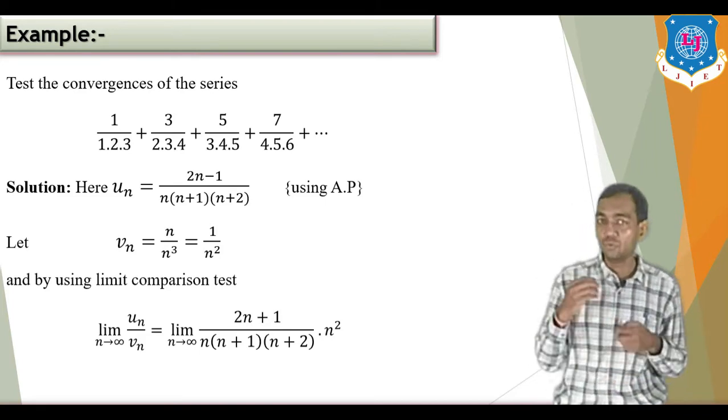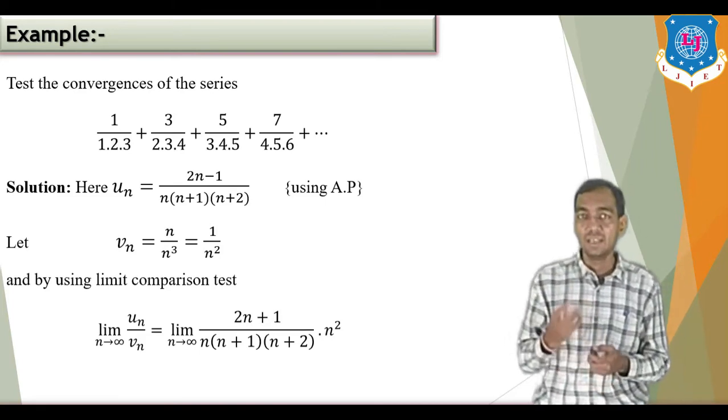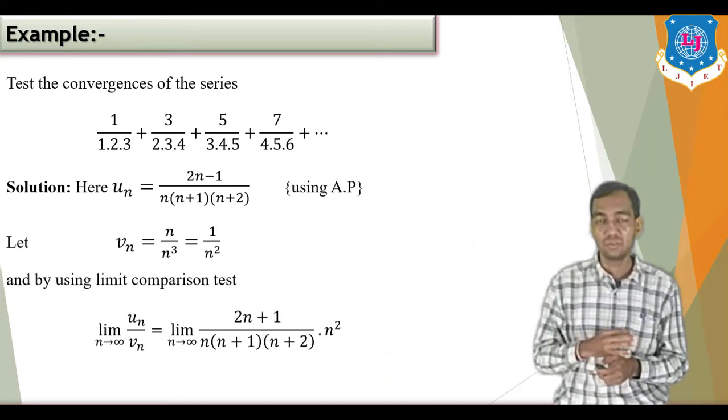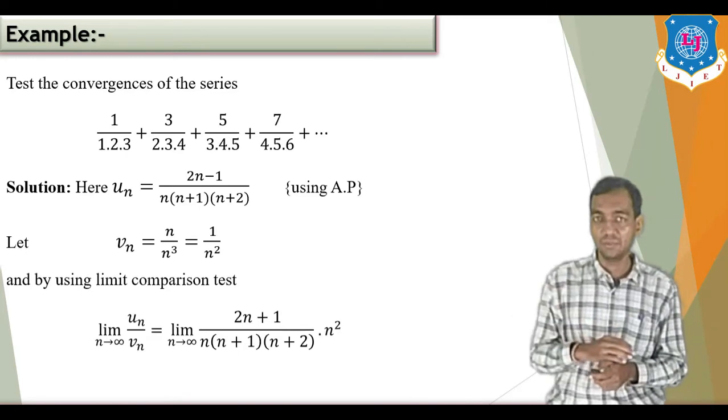Now, once you have the nth term Un, we start with the dominant part of the numerator and the dominant part of the denominator. So the dominant part here of the numerator is 2n.